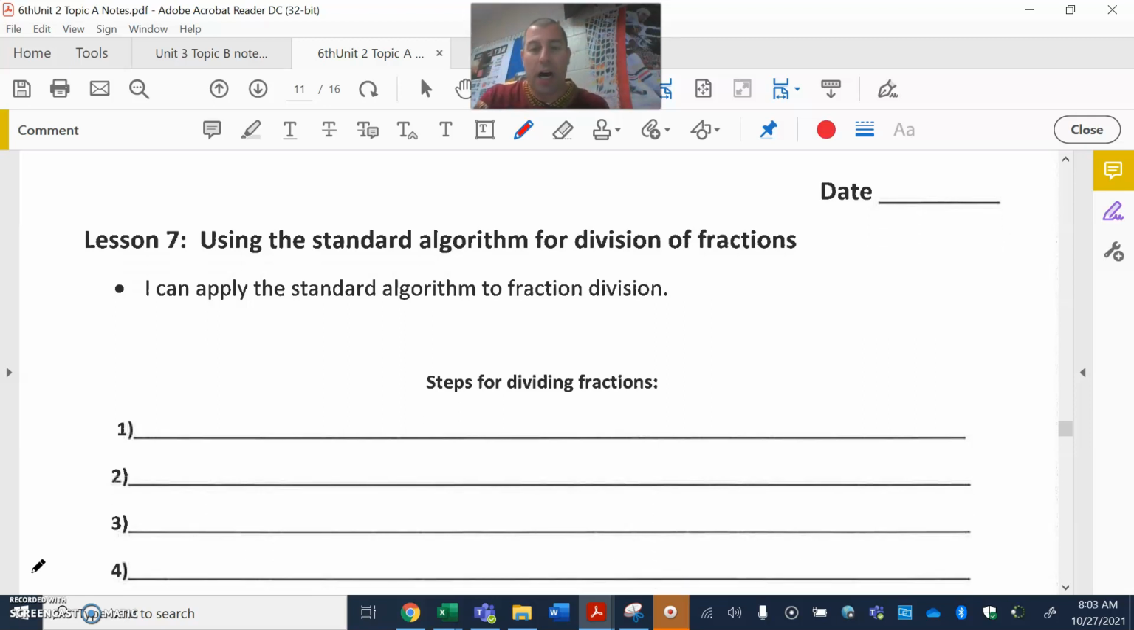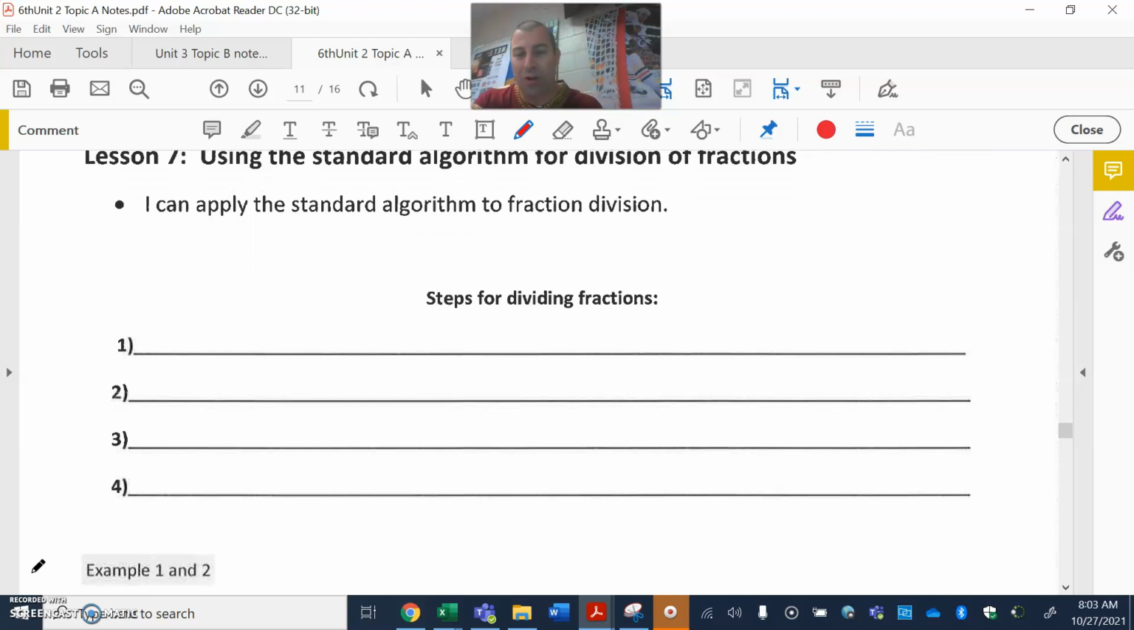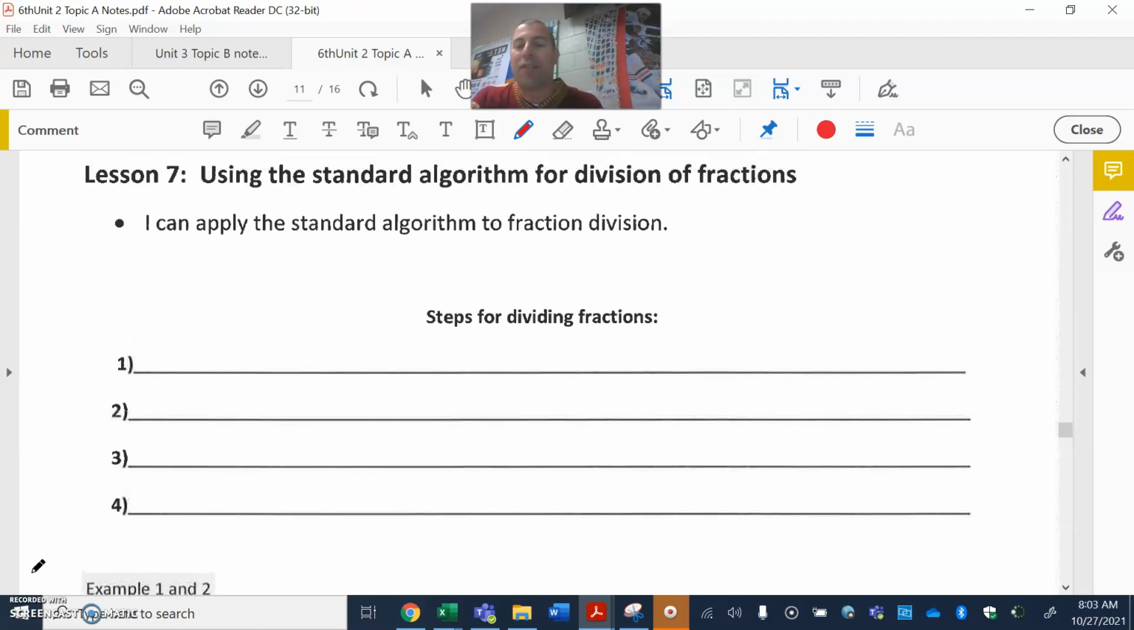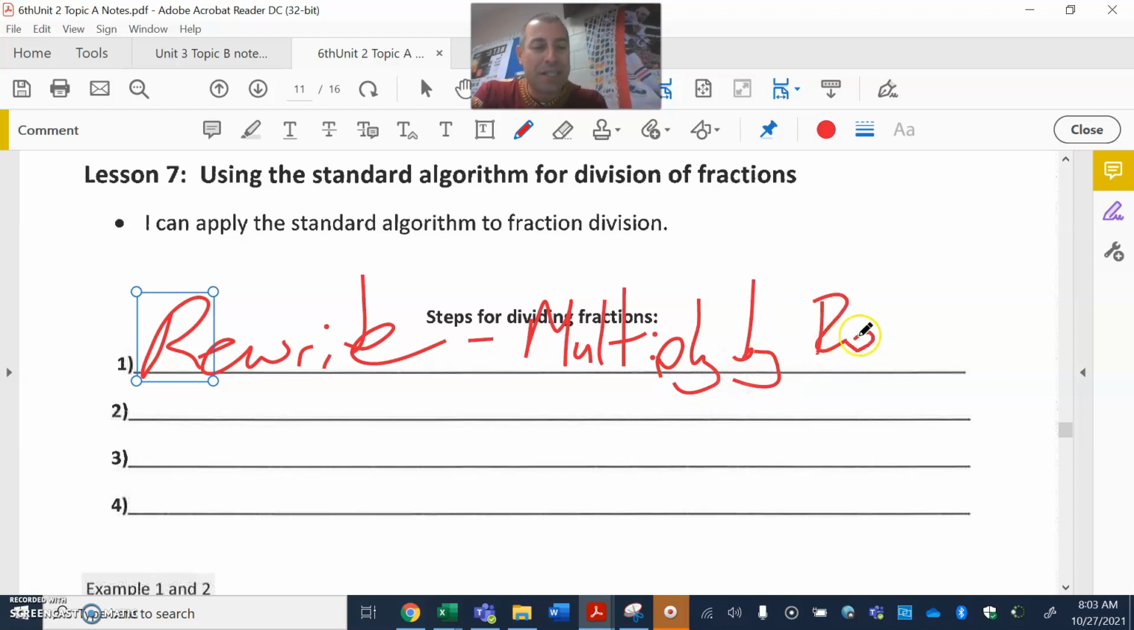So, all right, steps for dividing fractions. Let's put this all together. The first thing that we need to do is rewrite the problem. Like we saw in lesson number 4, what we're really going to do is multiply by the reciprocal.